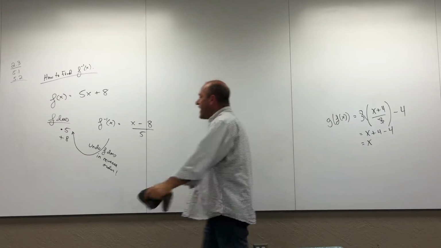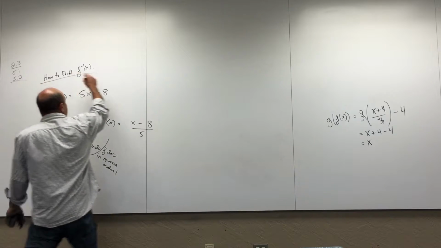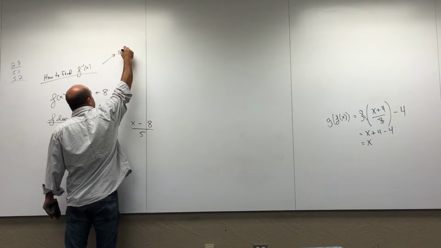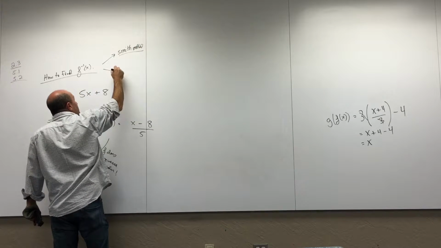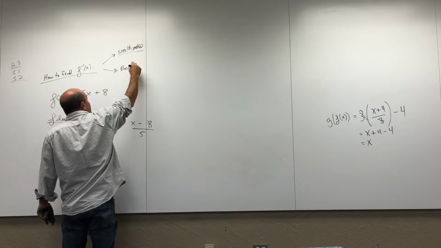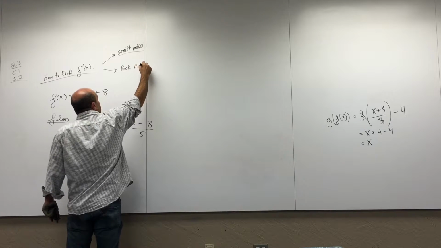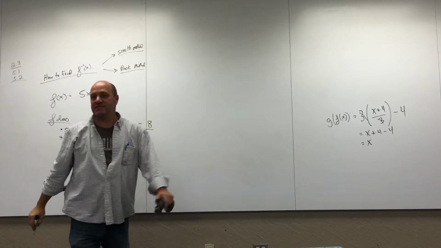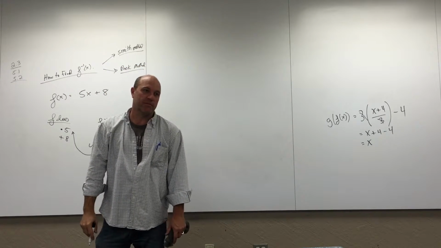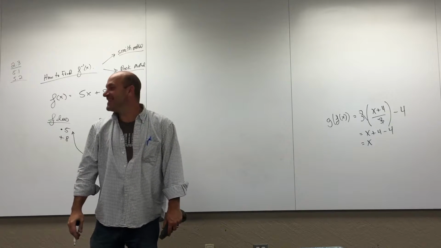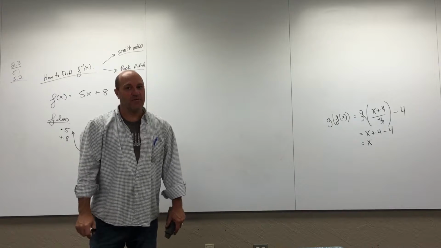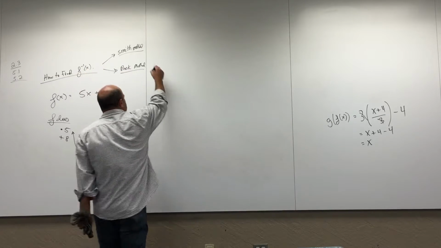Here's the book method. So this was the Smith method, how to find an inverse. You've got two methods. The Smith method is pretty cool. But then there's the book method. The truth is the Smith method doesn't always work. Pretty great method, but not always. The book method always works. Check out the book method.